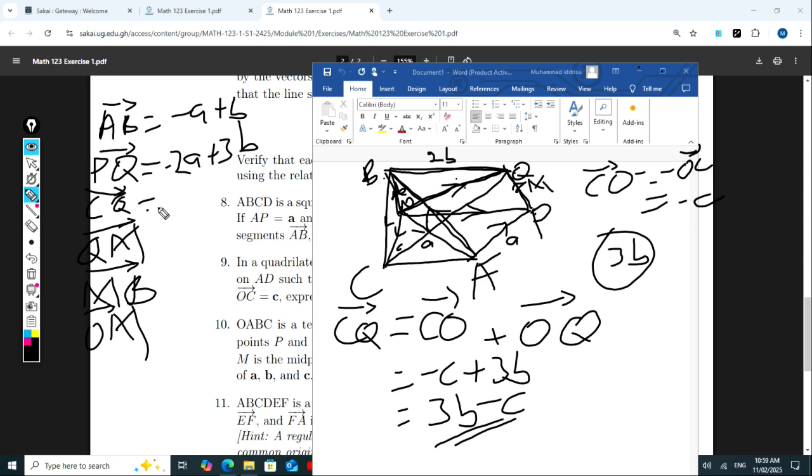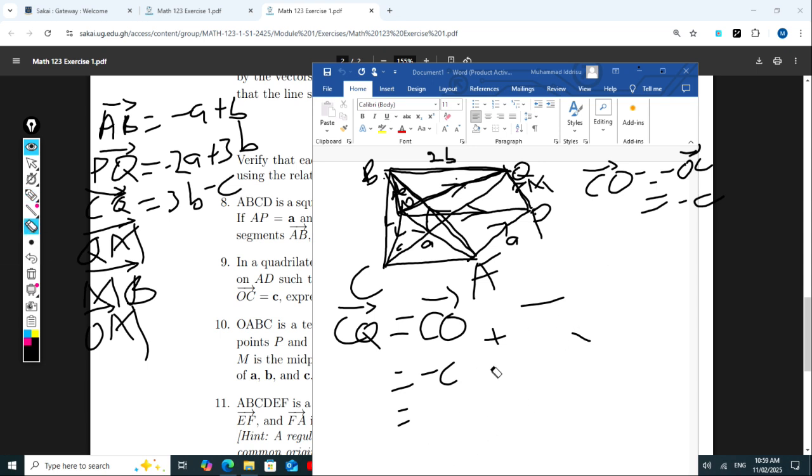Okay, so now we have CQ to be what? 3b minus c. Okay, so that is it.